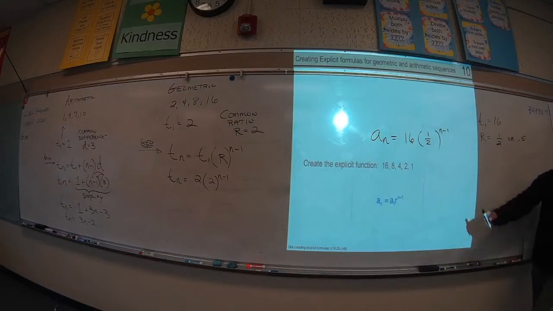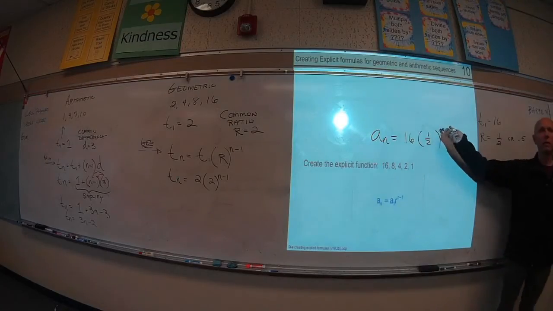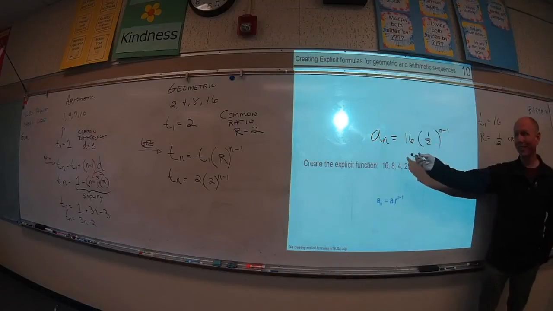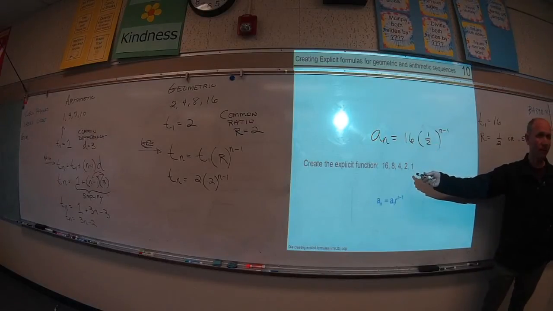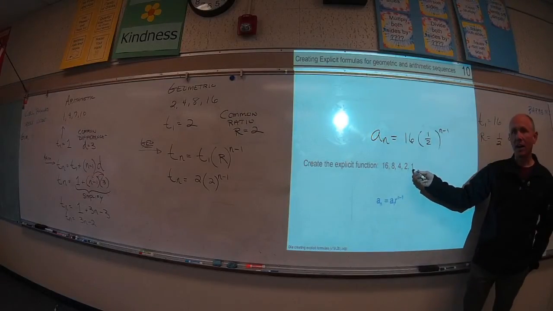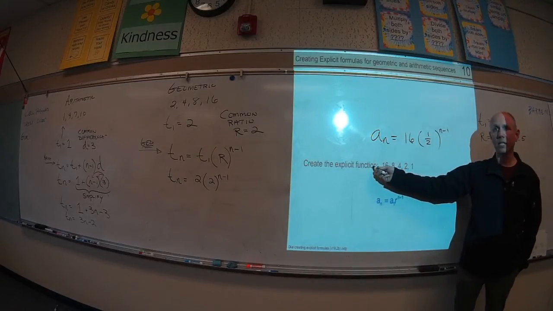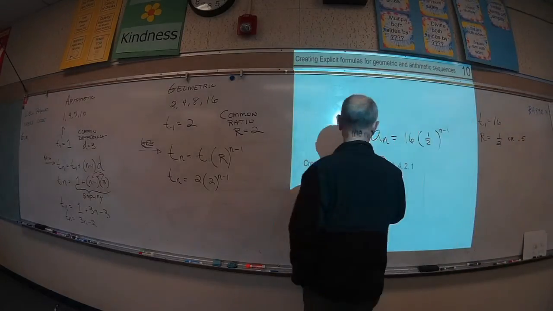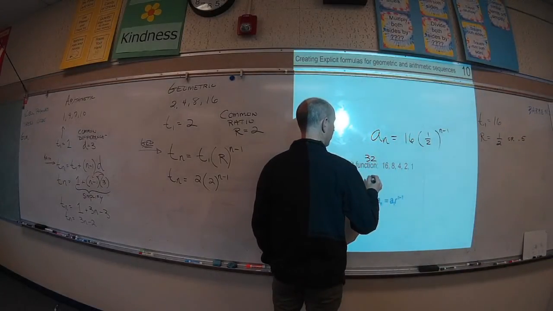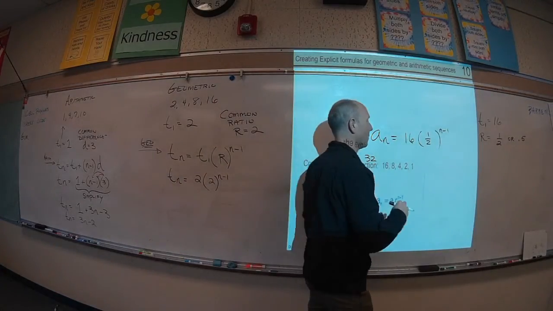I got 1. Wow. So 0.5 raised to the 4th power times 16 gives you the 1. If this is t sub 5, t sub 4, t sub 3, 2, 1, what's in front of the 16? 32. And what term is that? T sub n minus 1. T sub 0. Wow. Okay, ready?